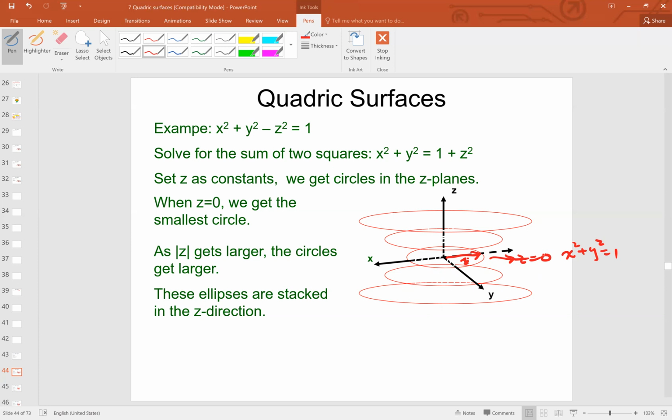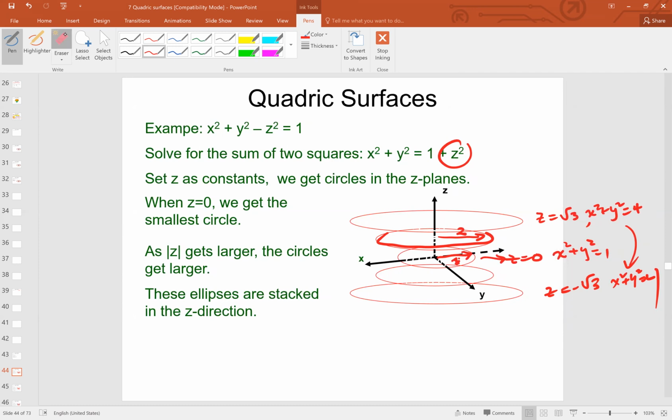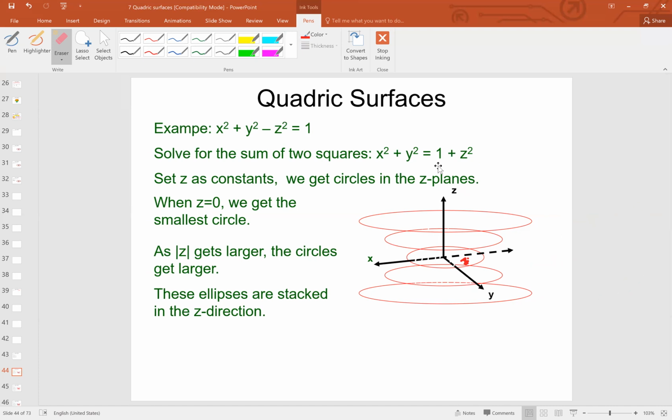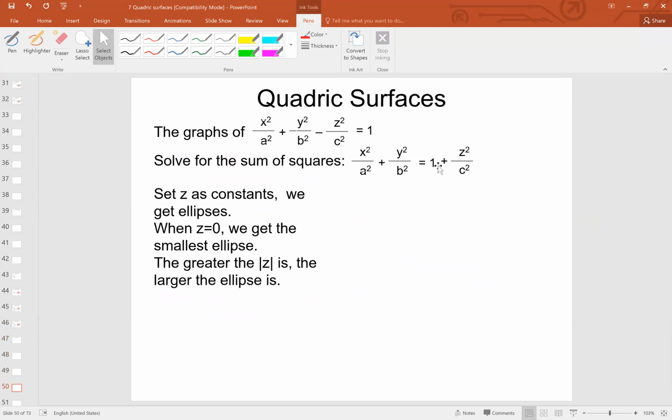And as z gets bigger, for instance, suppose z is equal to square root of 3, then you get the equation x squared plus y squared equals 4. Then you will get a bigger circle at that level, with radius equal to 2, and so on. Since z is squared, it doesn't matter whether z is positive or negative. On the negative side, you have exactly the opposite: z equal to negative square root of 3, you get the same equation, x squared plus y squared equals 4. Hence, you get rings of circles stacked together, but they come to a pinch point. They become narrow in the middle. They look like the following shapes.